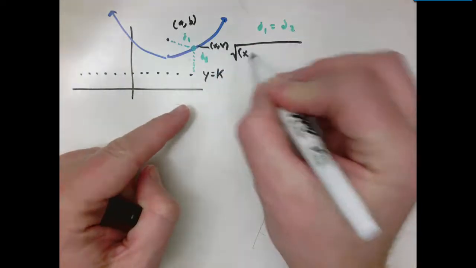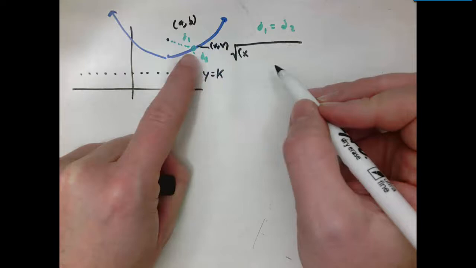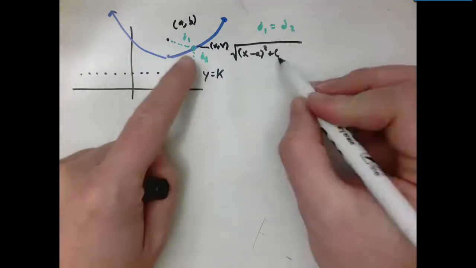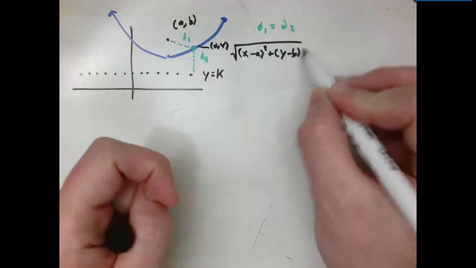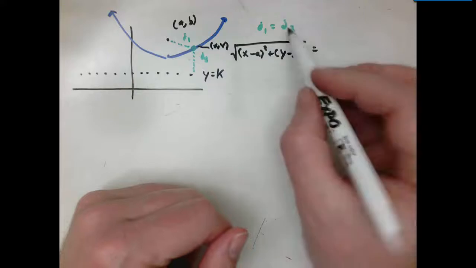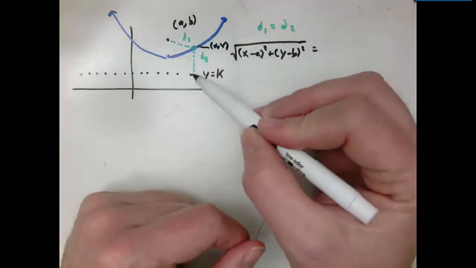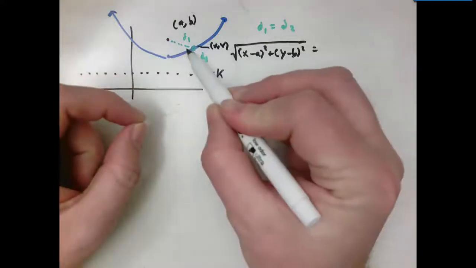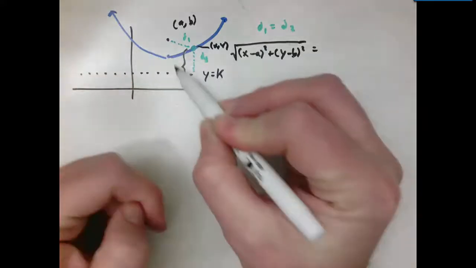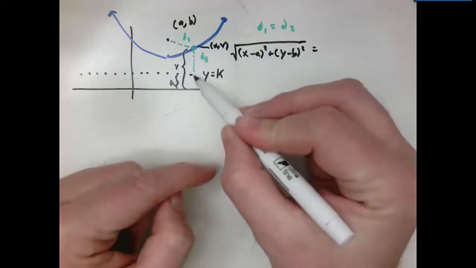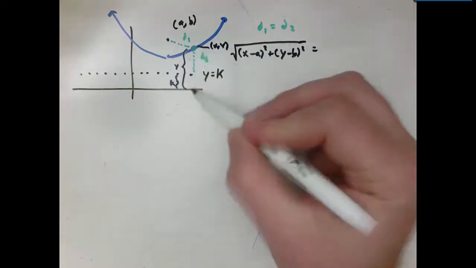So we've got the difference between the x-coordinates of this point and that point, so x minus a, and the difference between the y-coordinates of these two points, y minus b, squared. So that's the distance formula. And then d2, we don't need the distance formula because it's just this vertical distance. So that's y, and this is k. So this distance here must be y minus k.